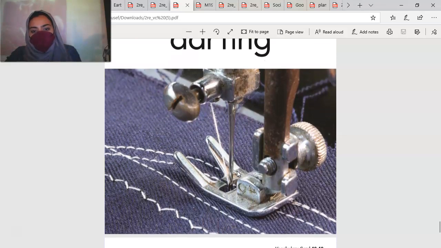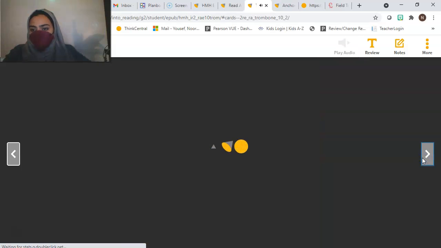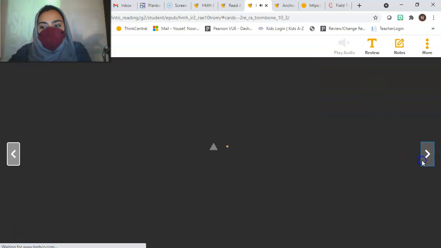All right, and then we're going to stop there. We'll do this word later. Let's go ahead and start reading the story. Trombone Shorty by Troy Trombone Shorty Andrews. Illustrated by Caldecott Honor winner Brian Collier. Trombone Shorty. Words by Troy Trombone Shorty.